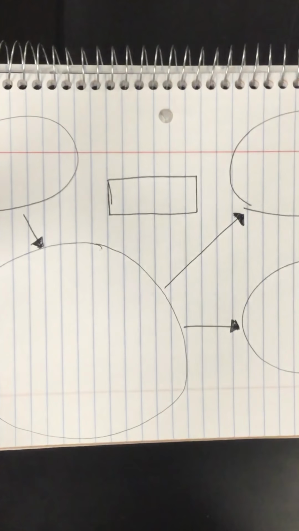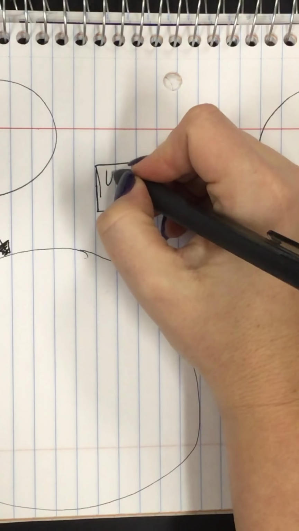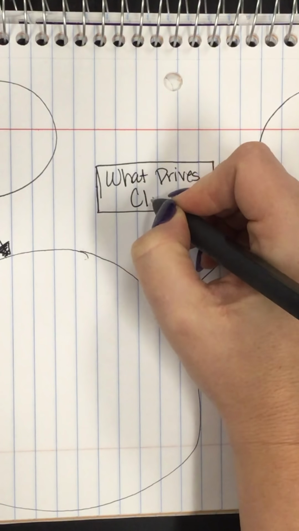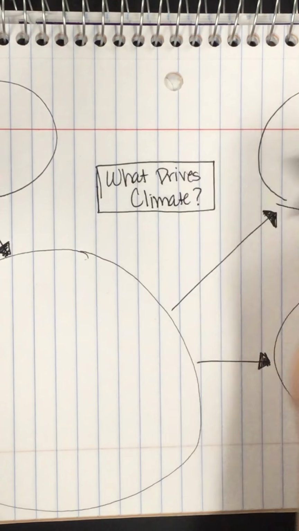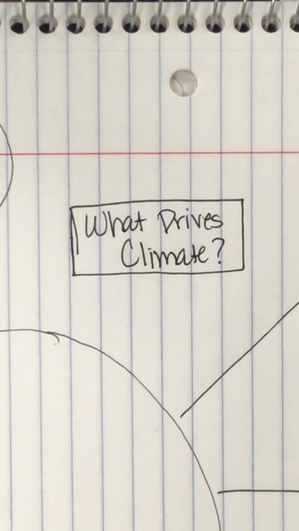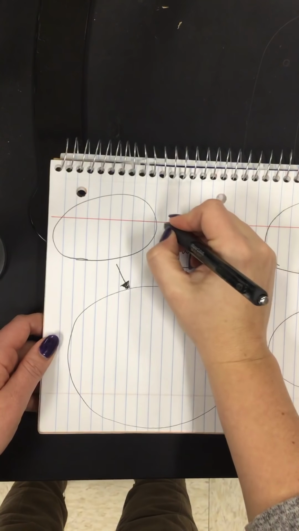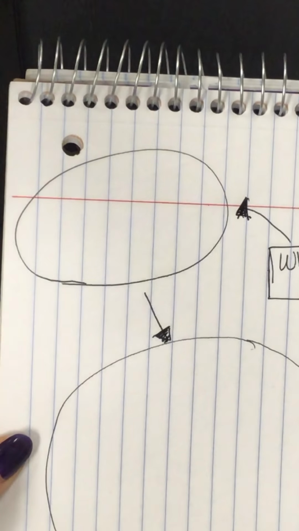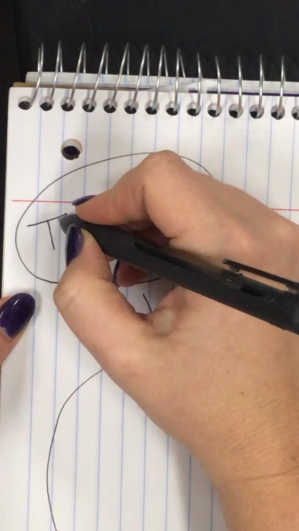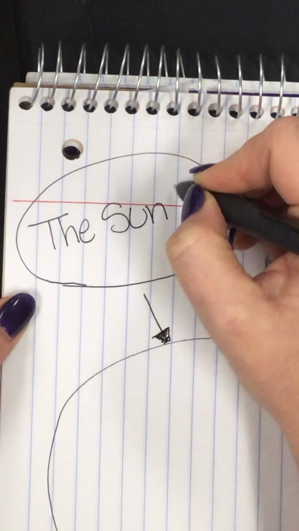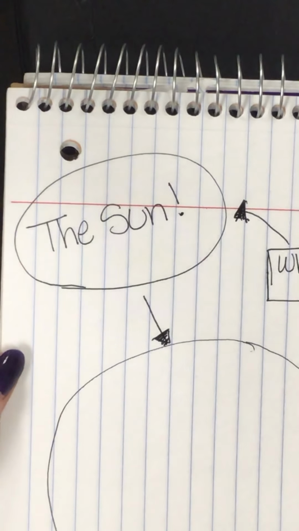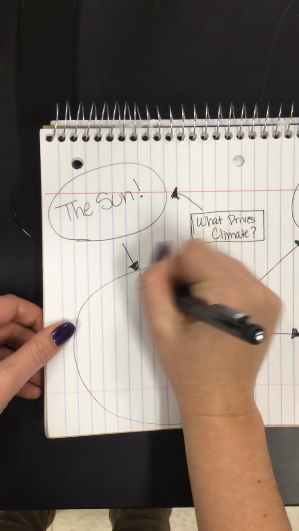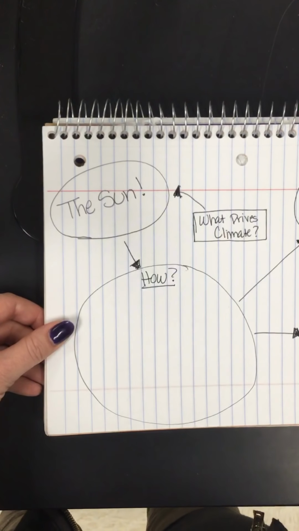So, here's how we're going to start. This is our title box. So our title is What Drives Climate? Question mark. Well, from our reading yesterday, we should know that what drives climate at the very beginning is the sun. Then here's our big bubble, and we're going to answer, that's great, the sun drives the climate, but how?